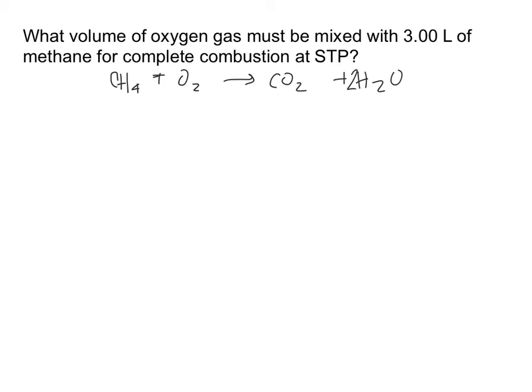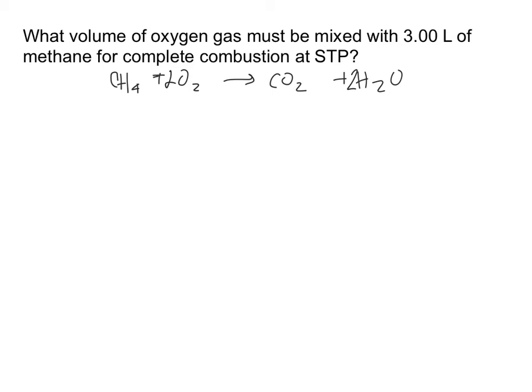So I'm going to put a 2 in front of the H2O in order to balance out those hydrogens. Now I have a total of 4 oxygens on the right-hand side, so I'm going to put a 2 in front of my O2 here in order to balance out the total number of oxygens on both sides of the equation. So now that I have a nice balanced equation, I'm going to look at what I was given.